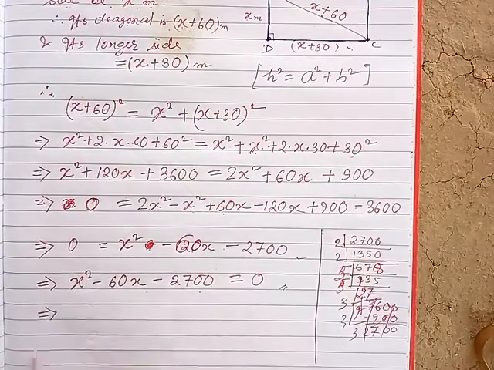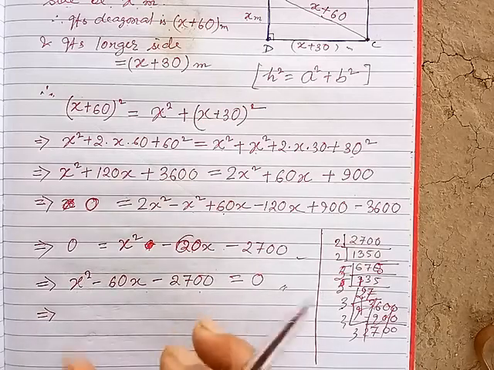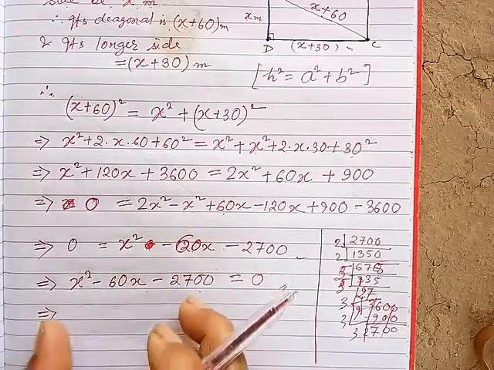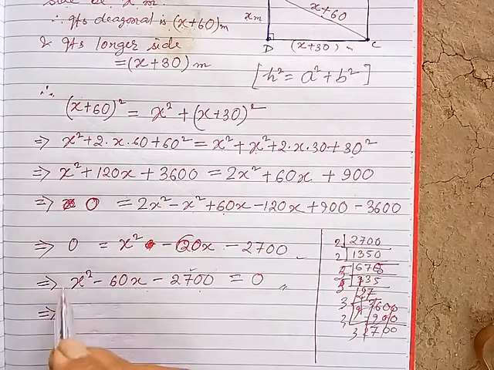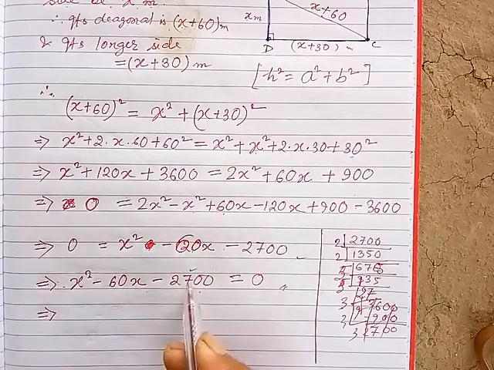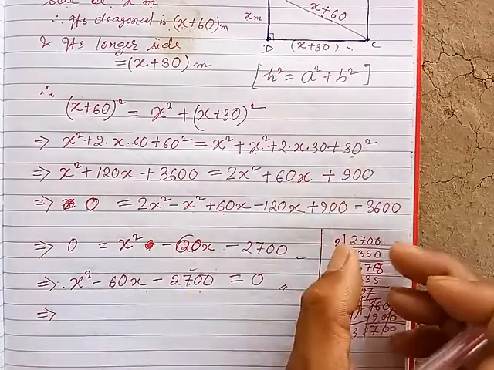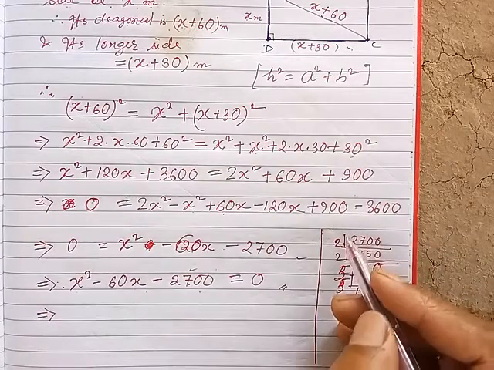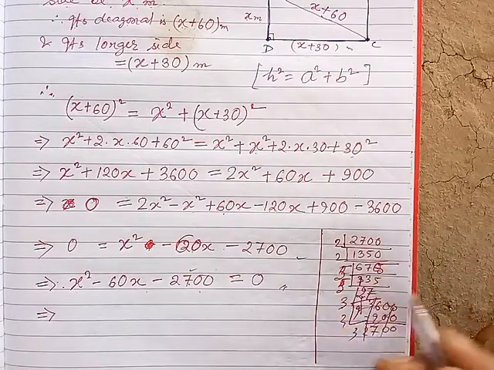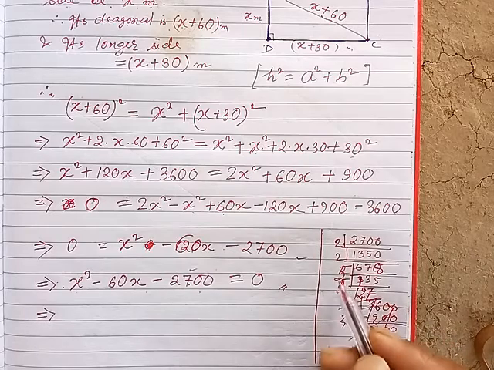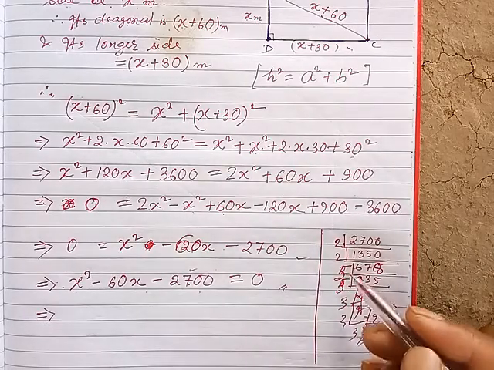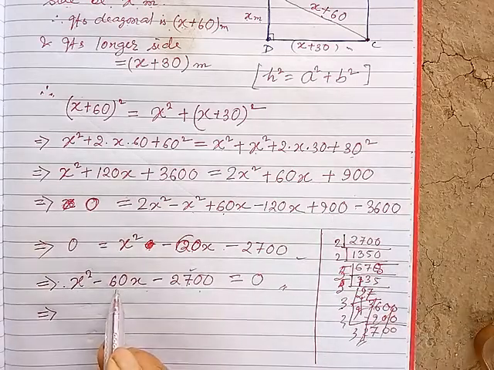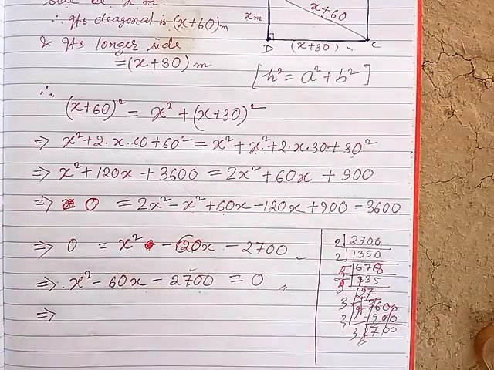We can apply various methods, but I'll apply the factorization method. To apply it, I will take the last constant and the first coefficient, 1 and 2700. If you multiply, you get 2700, and let us factorize using the prime factorization method. 2, 2, 5, 5, 3, 3, 3 we got. With the help of these factors, I'll form this 60.